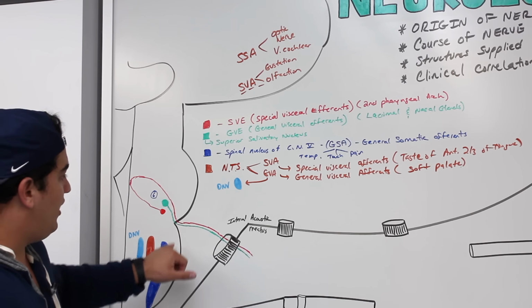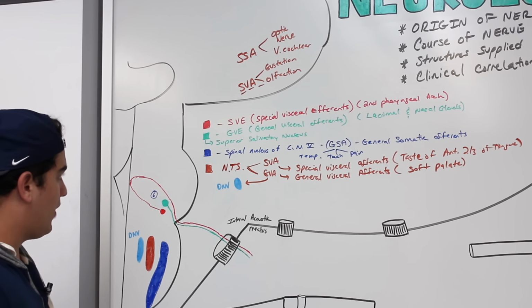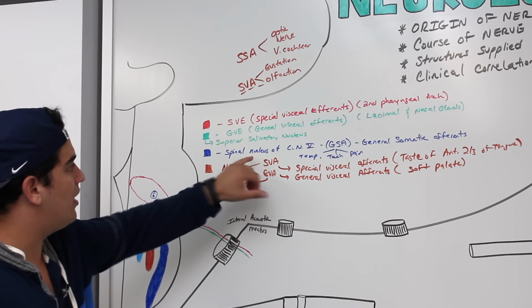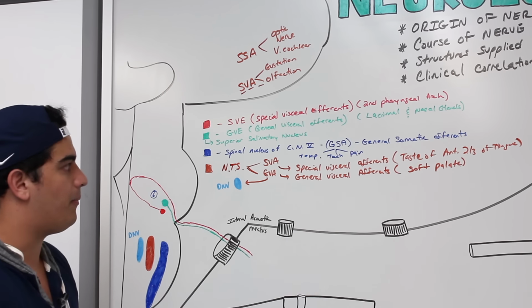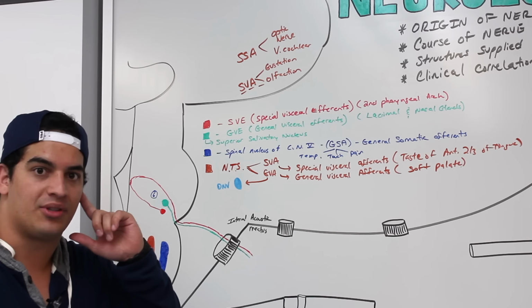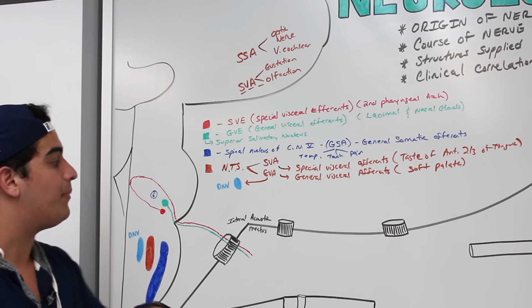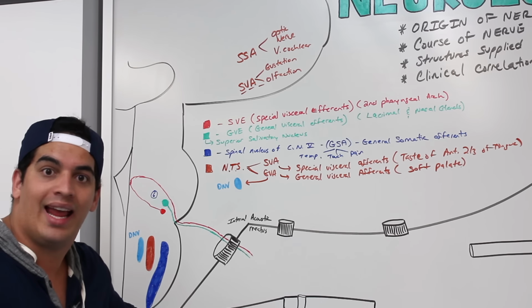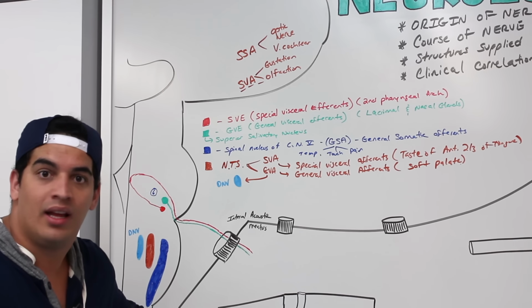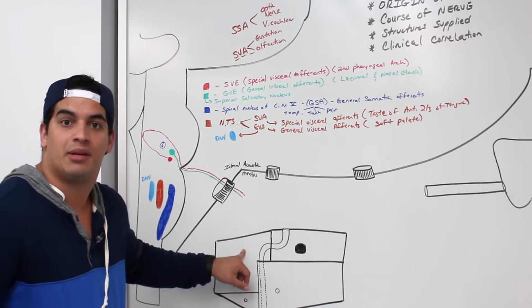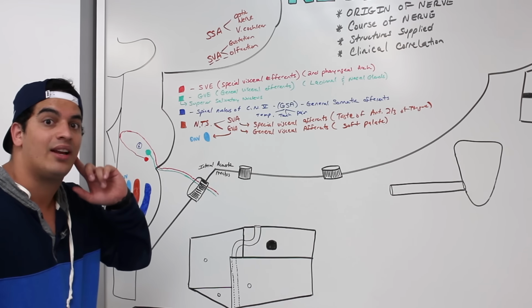Okay, so we have the GVE fibers moving through the internal acoustic meatus. Now let's go into the next one. What about these GSA fibers? Where are they coming from? They're touch, pain, temperature fibers. They're going to be primarily supplying the tympanic cavity and the tympanic membrane, and a little bit of the external acoustic meatus and even a little bit of skin around the ear.